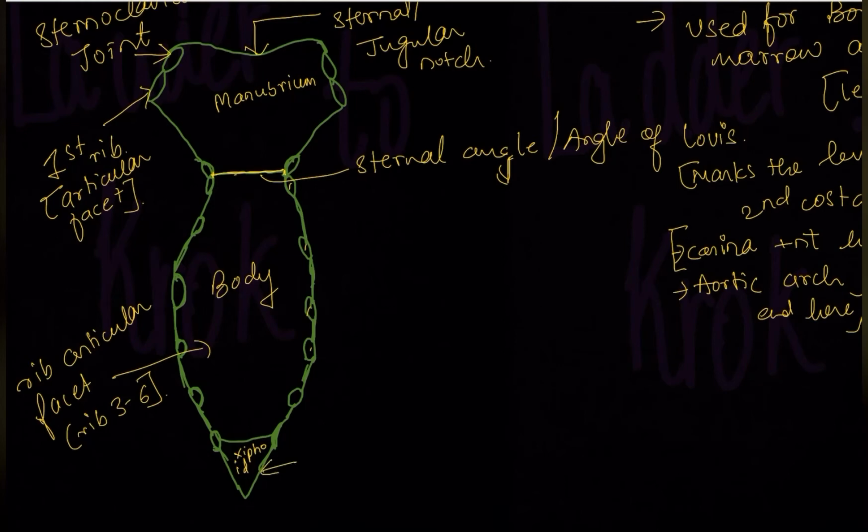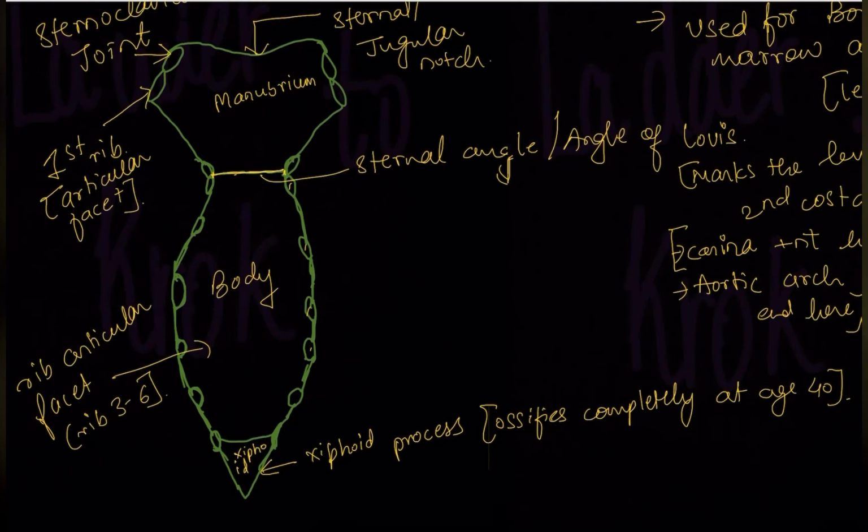Now the xiphoid process is conical in shape. The xiphoid process will ossify. It hasn't ossified in me, neither in you. It ossifies completely at the age of 40. You have to remember this, and it is present at the level of the T9 vertebra. Present at the level of T9 vertebra.